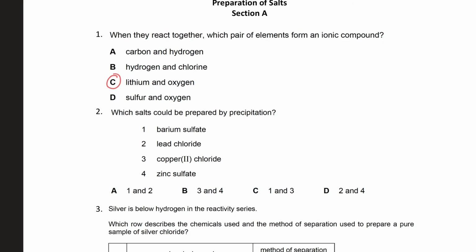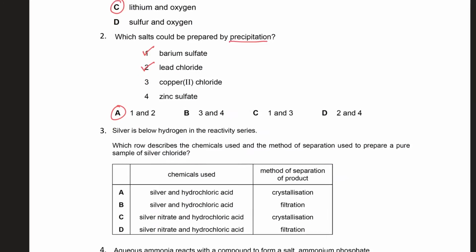Which salt could be prepared by precipitation? Now, precipitation is a method that we specifically use for salts that are insoluble. So we have to remember the insoluble salts, which is barium sulfate, yes, lead chloride, yes. These are both insoluble salts. So that is why our answer is going to be 1 and 2.